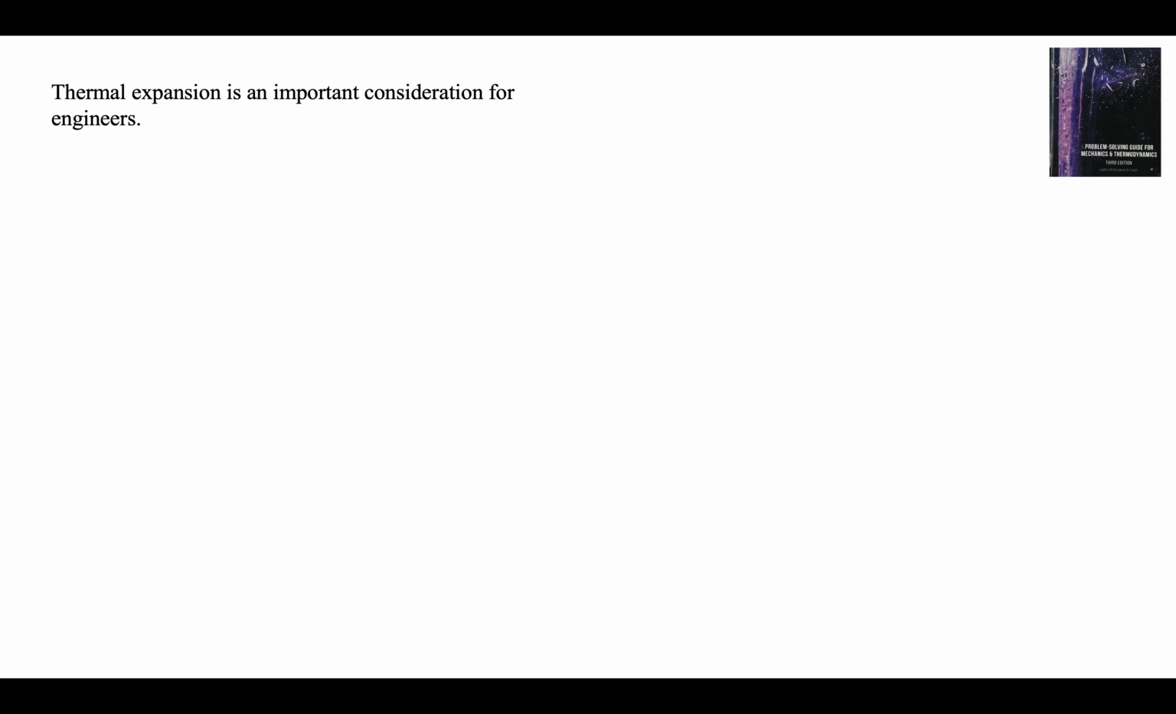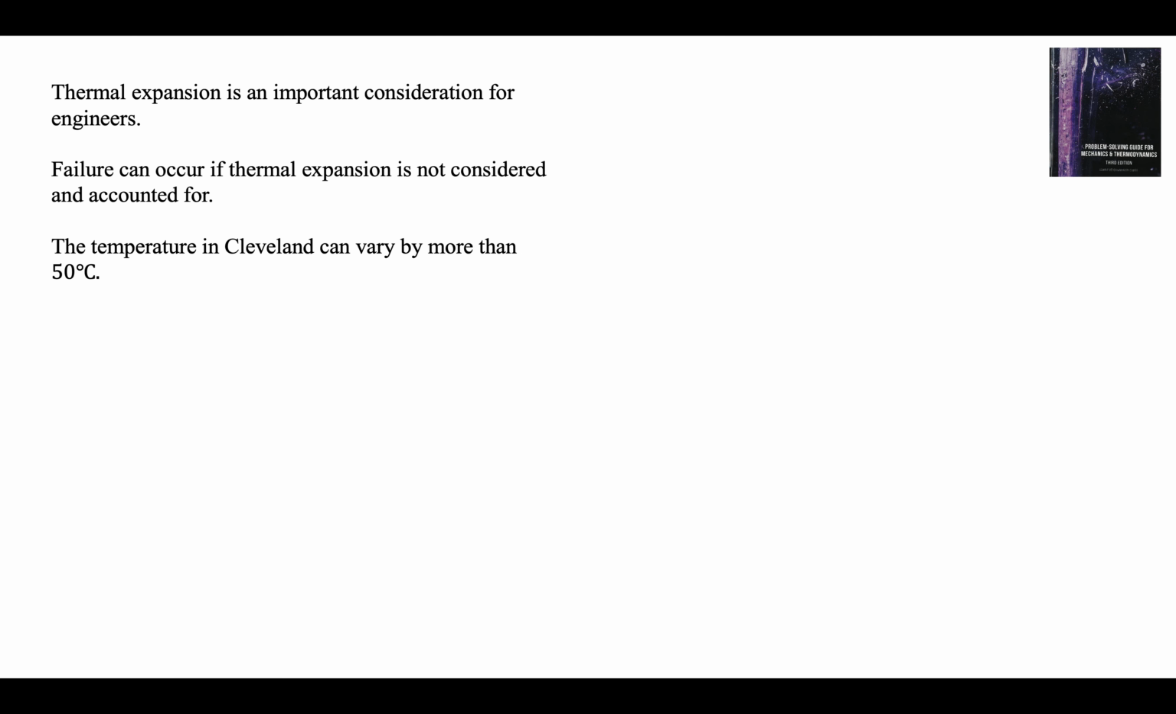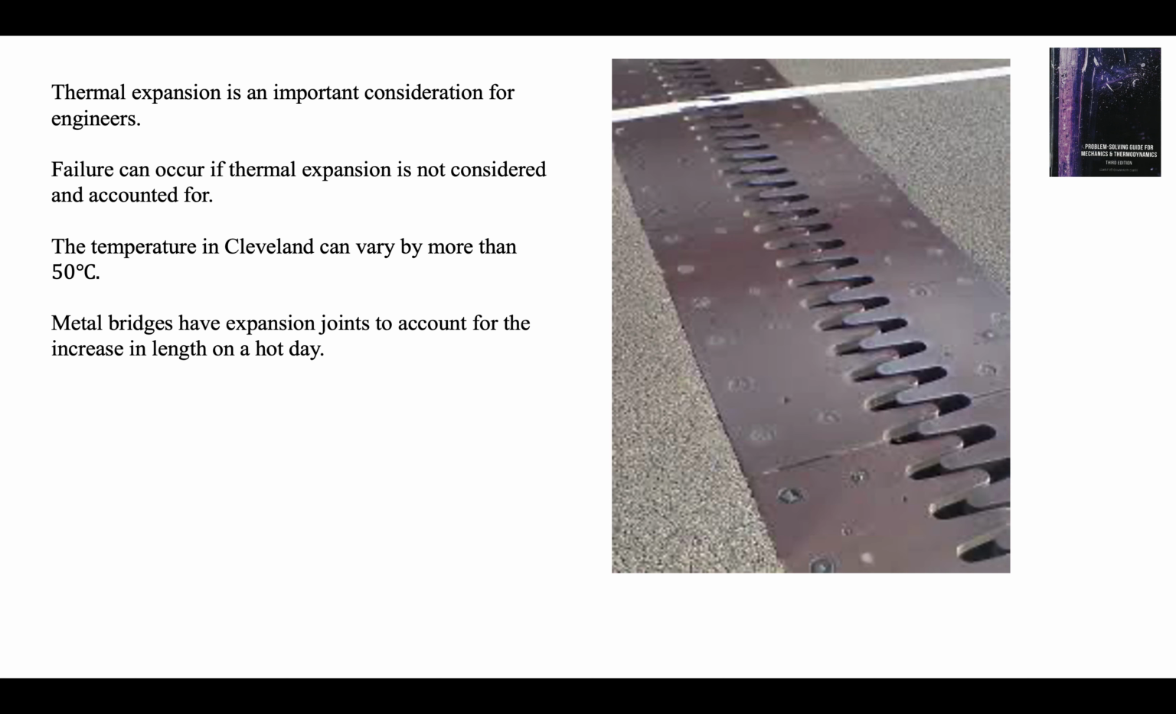Thermal expansion is an important consideration for engineers. Catastrophic failure can occur if thermal expansion is not considered and accounted for. Temperature in Cleveland can vary by more than 50 degrees. Very cold in the winter, hot in the summer. So metal bridges have expansion joints to account for the increase in the length of the bridge on a hot day. They look something like this.